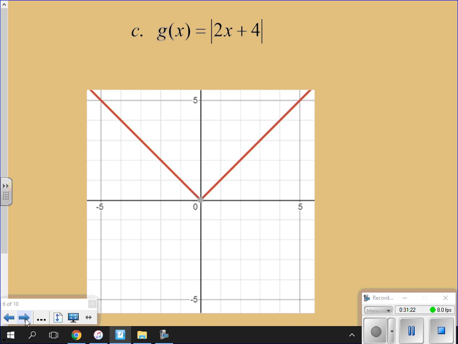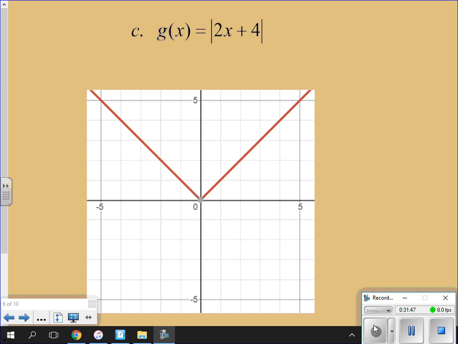Do that one. Okay, how many of you shifted it over to the left 4 units? Wrong. No, absolute value still shifts the same way. Remember, inside is opposite, outside is the same. So it still moves in the negative direction.